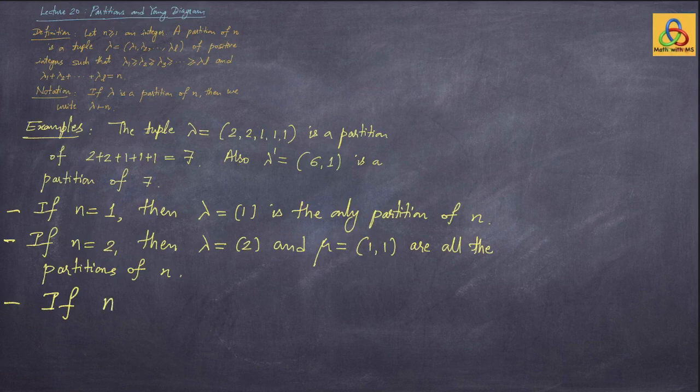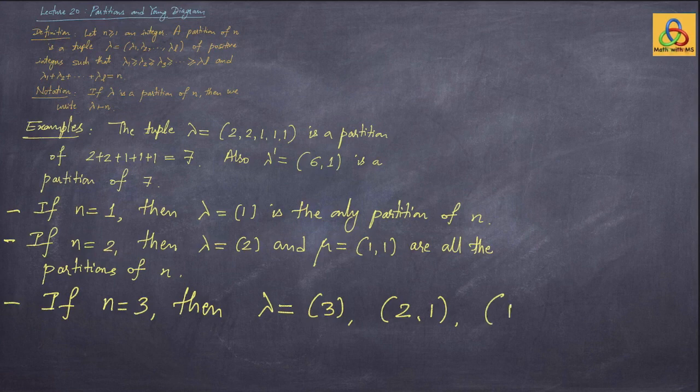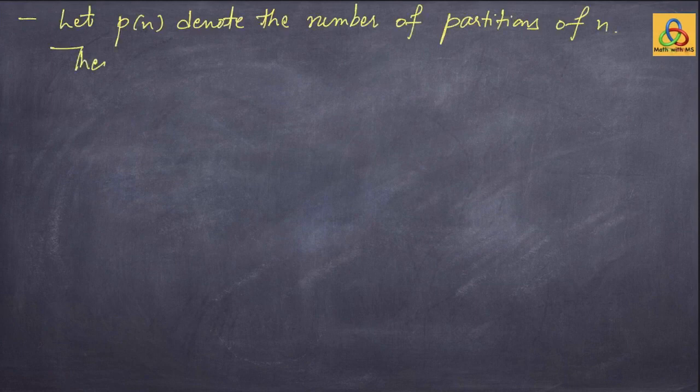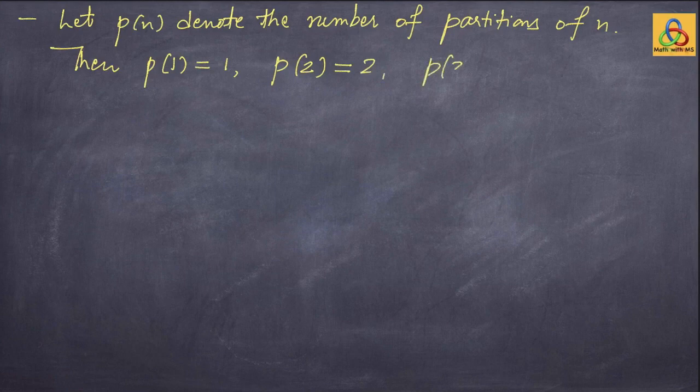What about if n equals 3? Then we could take lambda to be, of course, 3, or we could also take lambda to be 2, 1, or we could take lambda to be 1, 1, 1. These are all the partitions of n equal to 3. For a positive integer n, let P of n denote the number of partitions of n. The preceding examples show that P of 1 is 1, P of 2 is 2, P of 3 is 3, the number of partitions of 4 is 5, and so on.